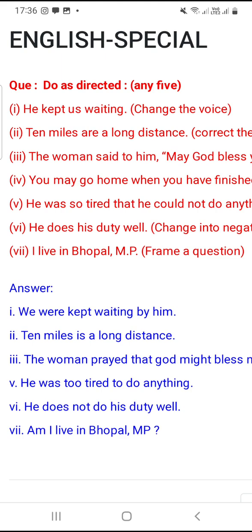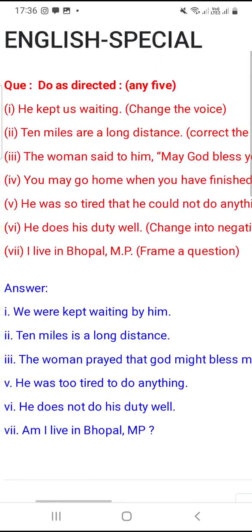Without a helping verb, if the ing form is used, that is called gerundial. So I am going to make one video on the gerundial form, but later. Now moving to the next. "10 miles are a long distance," and the instruction is: correct the sentence.